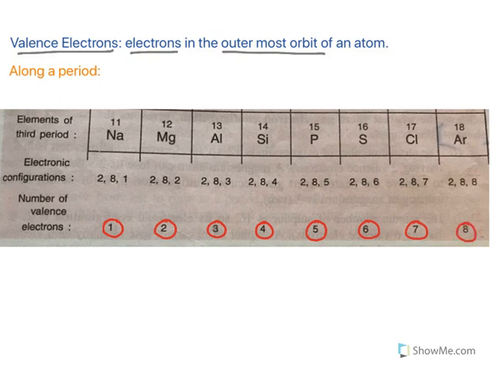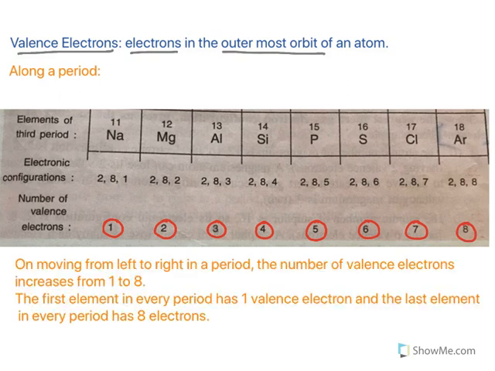So you observe that as you go along the period, the valence electrons keep increasing. So on moving from left to right in a period, the number of valence electrons increases from 1 to 8, like we have seen here, 1 right up to 8. And the first element in a period has 1 valence electron. If you see, this is the first element, it has got 1, and the last element always will have 8 valence electrons. And the last of every period will have 8 valence electrons.